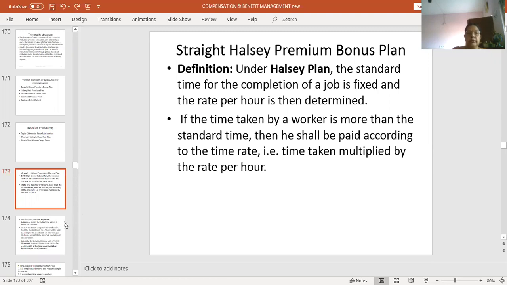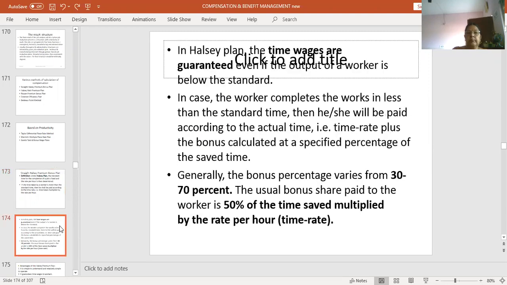So here in straight Halsey premium bonus plan, the worker is paid time wages. That means not based on the output, how much he is producing. It is not based on the output, it is based on the time that he is taking to do that work. So suppose the worker takes less than the standard time. Suppose 8 hours is the standard time and he finishes it in 6 hours.